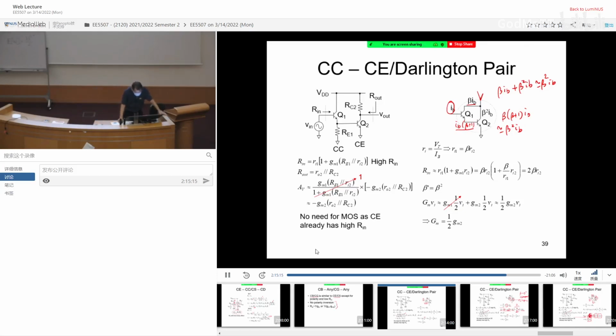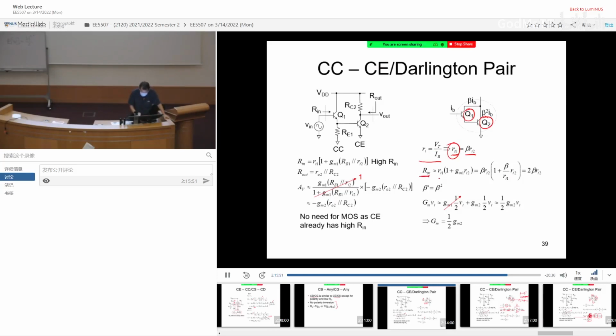So we can do some quick analysis. Ri is given by Vt over Ib, so that is the small signal parameter. We know Ri1 is simply given by beta times Ri2. That is straightforward because the current for Q1 is beta times smaller than the current for Q2. If the current is beta times smaller, of course, the resistance is beta times larger. Right? Straightforward.